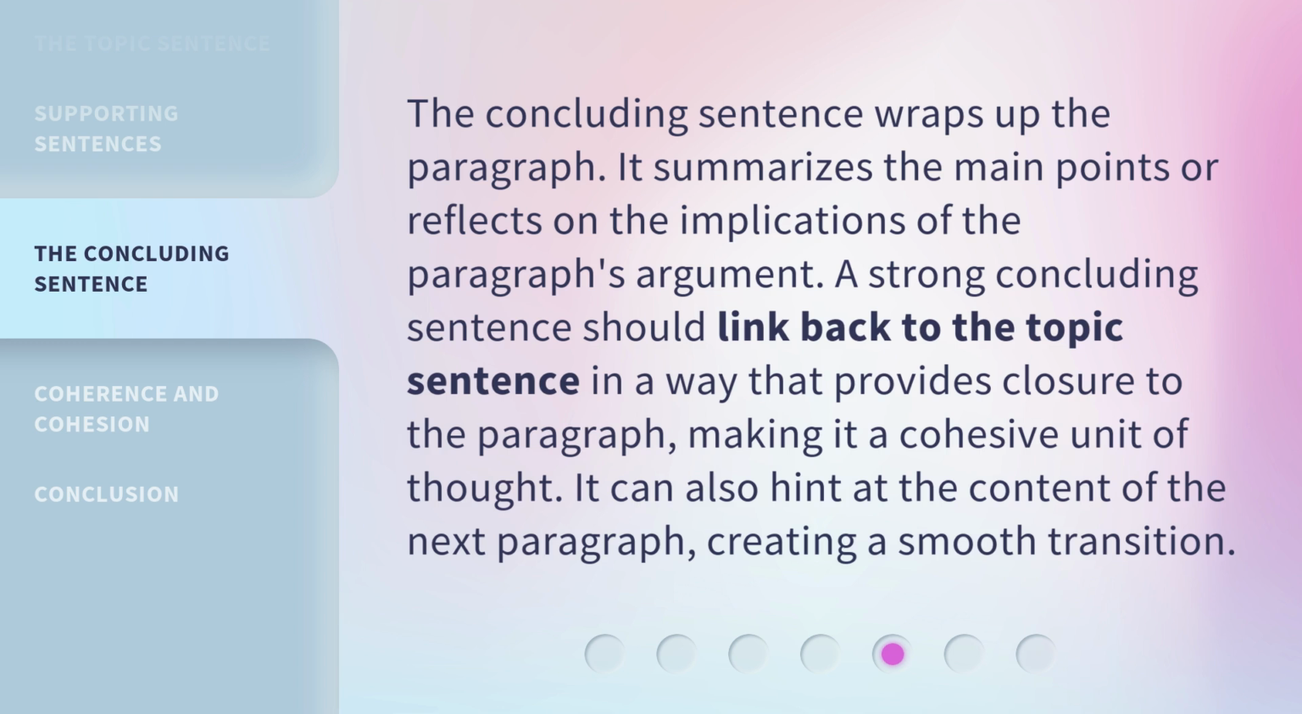The concluding sentence wraps up the paragraph. It summarizes the main points or reflects on the implications of the paragraph's argument. A strong concluding sentence should link back to the topic sentence in a way that provides closure to the paragraph, making it a cohesive unit of thought. It can also hint at the content of the next paragraph, creating a smooth transition.